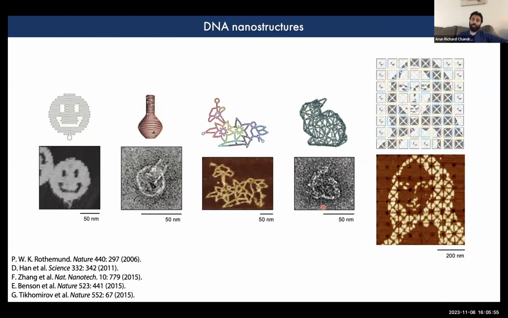Here are some visual examples of DNA nanostructures people have created over the years. For example, a DNA origami smiley face, and more recently, a miniature Mona Lisa. So these examples show the extent of flexibility that DNA allows for constructing nanoscale objects and structures.